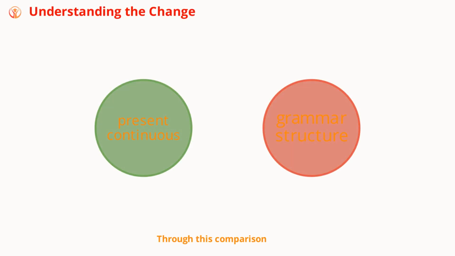Through this comparison, learners realize that the present continuous tense uses the verb to be plus a verb ending in ing. This structure signals that the action is happening right now rather than being a general habit. By focusing on this difference, students can start to use the new tense in their own sentences.